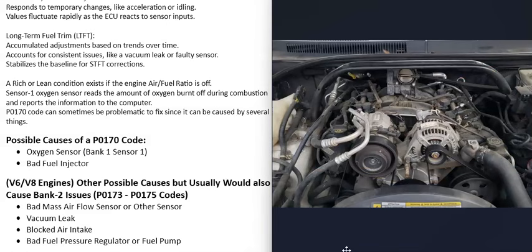But if you have a V6 or V8 engine and you're only getting a P0170 code that's only affecting bank 1 side of the engine and you don't have any bank 2 codes, then it's just going to be something that's affecting bank 1, which is usually like a fuel injector or a bad O2 sensor.